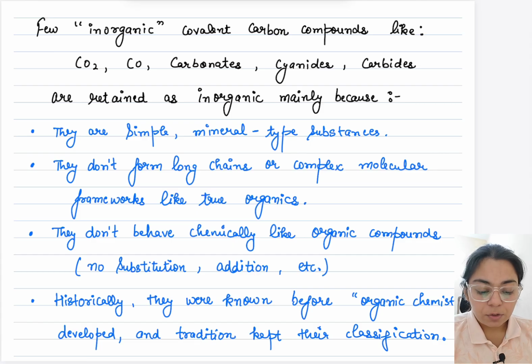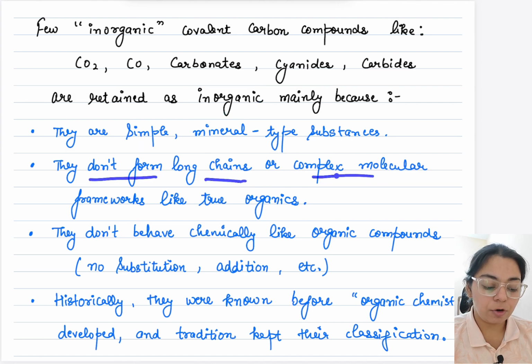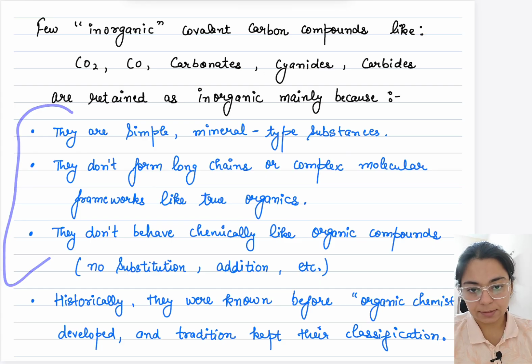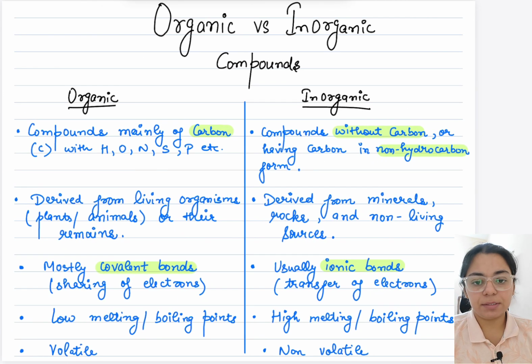So they are called inorganics because they are simple in formation. They don't form long chains or complex molecular frameworks like organics. They don't behave chemically like organic compounds, with no substitution or addition, etc. And historically, they were known before organic chemistry came. So scientists found it better to keep them under inorganic only, because they were basically not behaving like organic compounds. So this is just a revision.